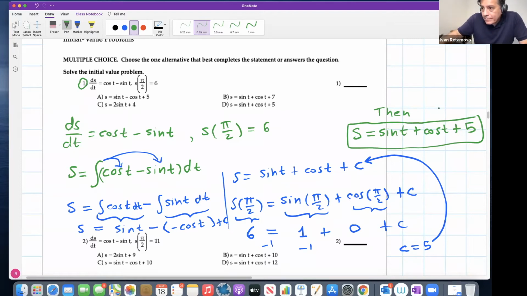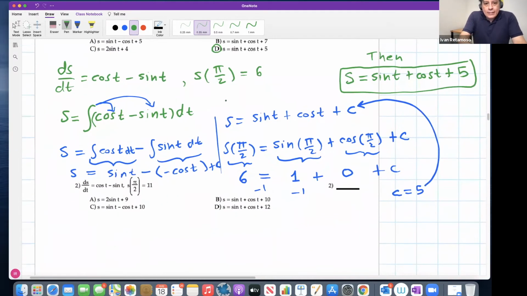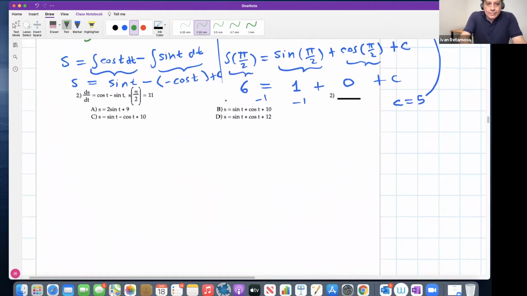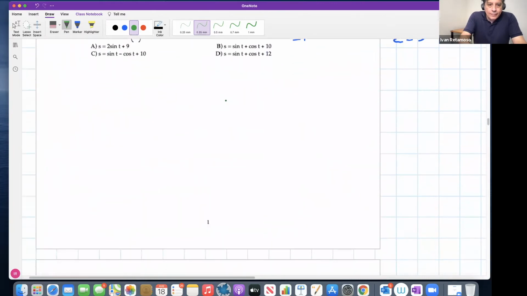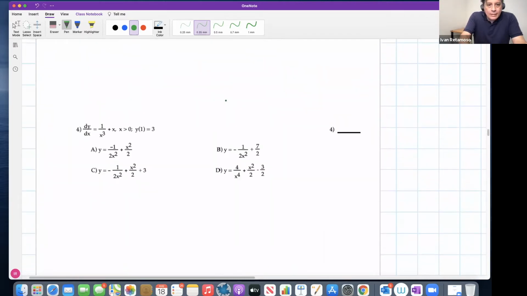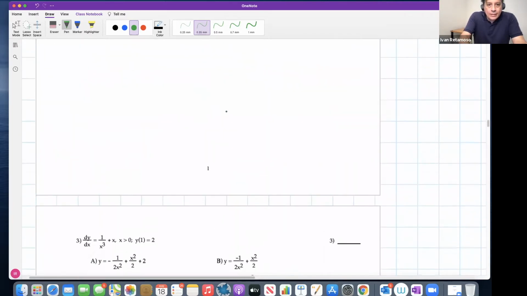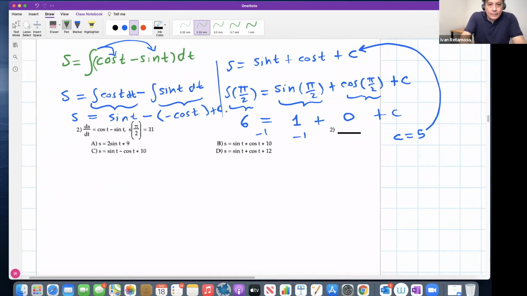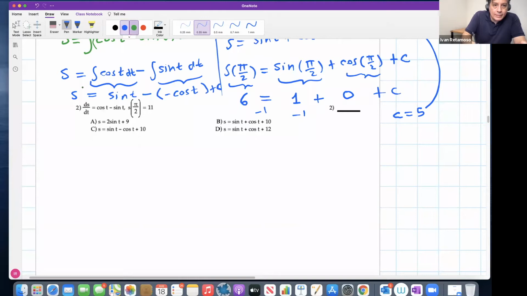So this is number one. Now this one is similar. Probably you can try this on your own. So do this, please, then we'll move on. Can you try this? The derivative of s with respect to t equals cosine of t minus sine of t, and s of pi over 2 equals 11.